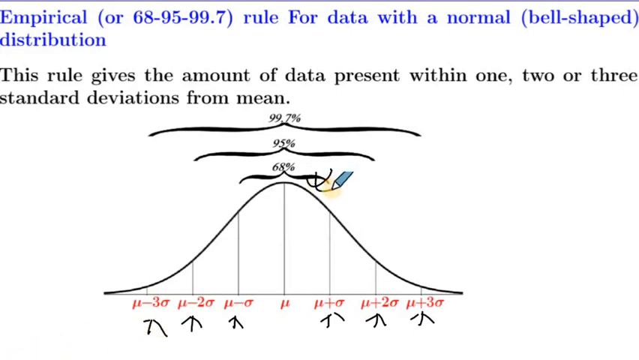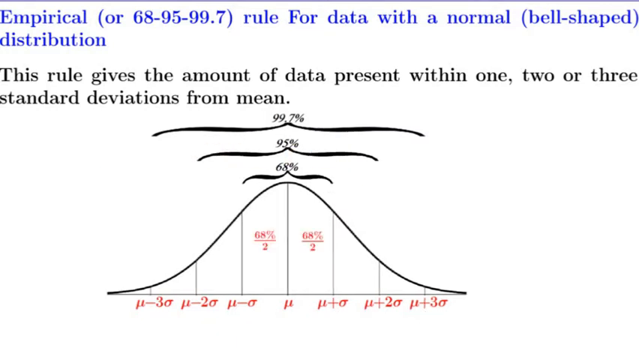This tells us that 68% of all values fall within 1 standard deviation of the mean, and about 95% of all values fall within 2 standard deviations of the mean, and about 99.7% of all values fall within 3 standard deviations of the mean.